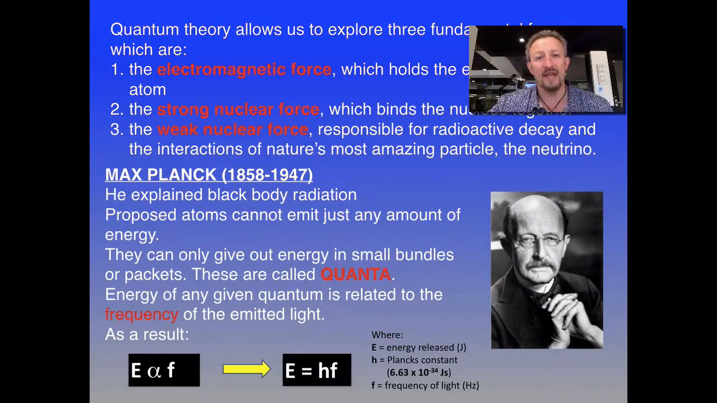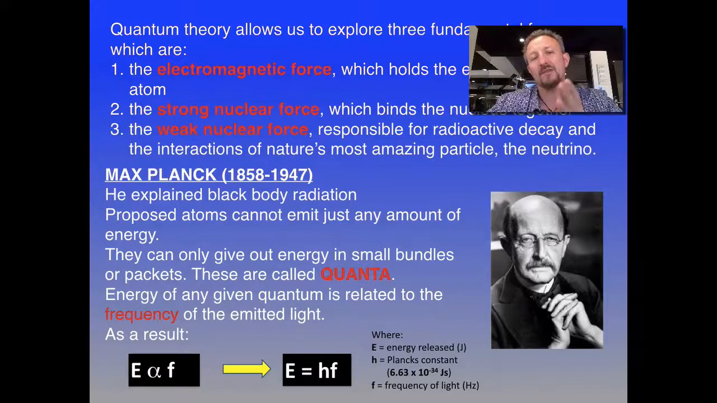E is proportional to f, where the energy present in a particle of light was directly related to the frequency that it had. From this, it was graphed, and he produced E equals hf, where h is Planck's constant, which is 6.63 times 10 to the negative 34 joule seconds, and this is multiplied by the frequency of light.